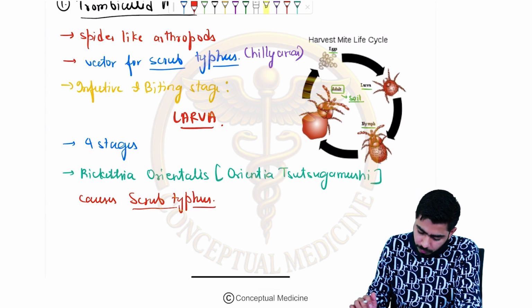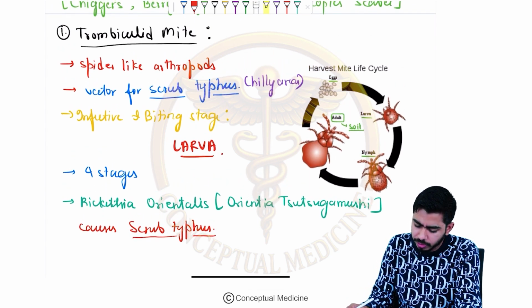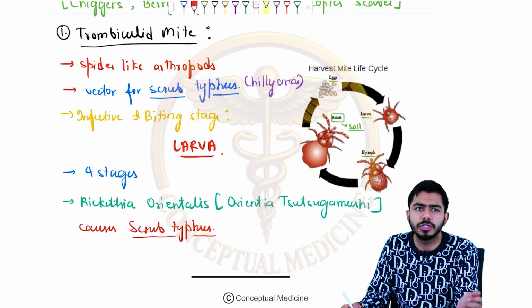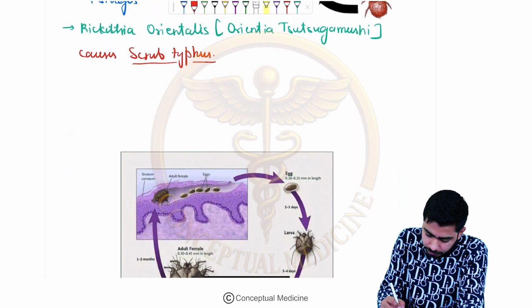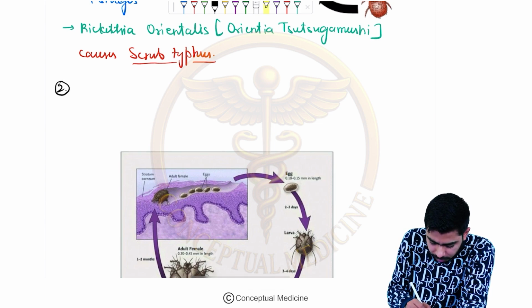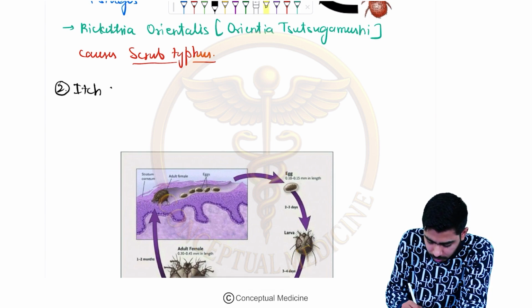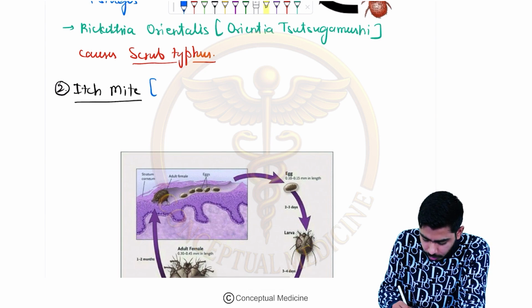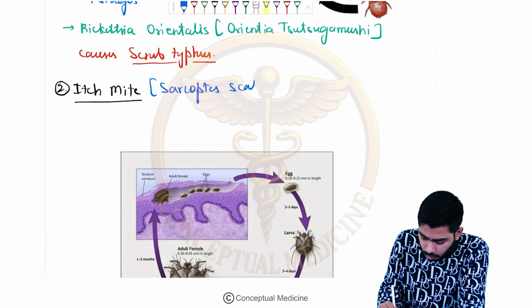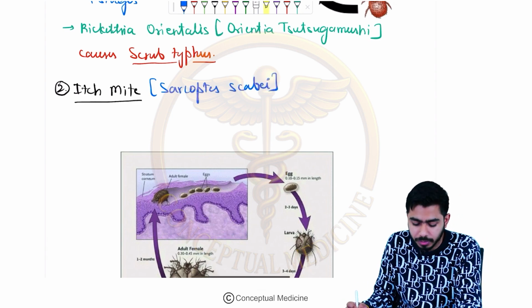Okay, so once we have talked about the trombiculid mite, guys, that's it about the trombiculid mite. It is having the 4 stages in its life cycle, right? Now we shall be talking about the itch mite. Okay, so the second subtype over here in the mites could be the itch mite. And the itch mite, I told you, is the Sarcoptes scabiei. It is the Sarcoptes scabiei, isn't it?